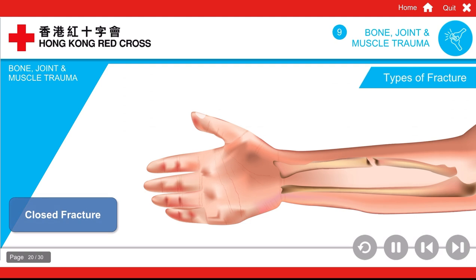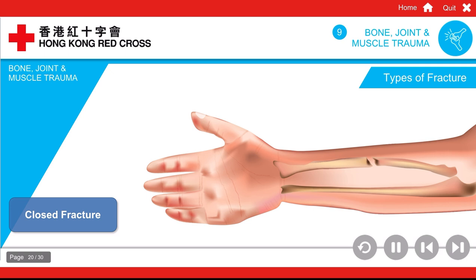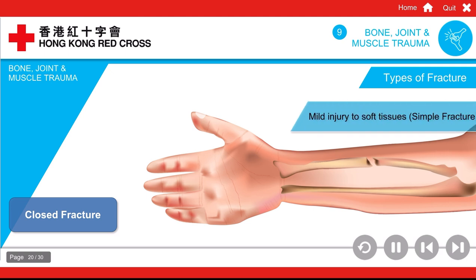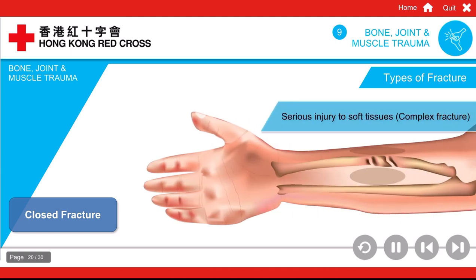There are several types of fracture. The first type is closed fracture, which refers to fracture with no open wound. There are 2 types of closed fracture. The first type is mild injury to soft tissues, which is also known as simple fracture, and mostly caused by low kinetic energy force. The second type is serious injury to soft tissues, or complex fracture. It is usually caused by high kinetic energy force, which causes damage or death of surrounding blood vessels, nerves, or muscles.